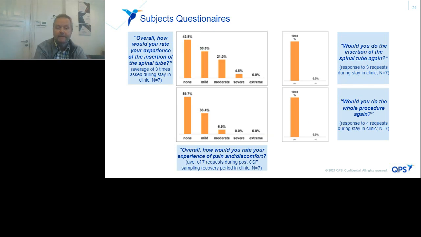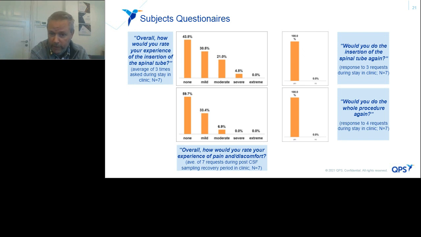The subject questionnaires, we asked them on several occasions during their stay in the clinic, and the first question was, overall, how would you rate your experience of the insertion of the spinal tube, and how was the discomfort? And they could choose between none, mild, moderate, severe, and extreme. So the majority, almost all, had no complaints, or the complaints were mild. Overall, how would you rate your experience of pain and discomfort? There again, they considered that mild and hardly any moderate, so that was even better.